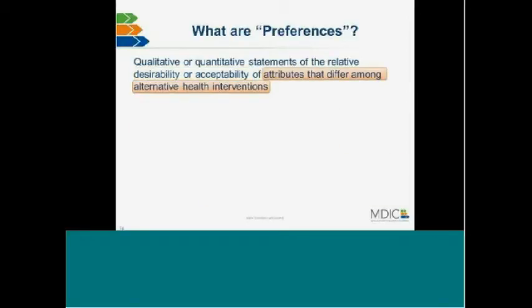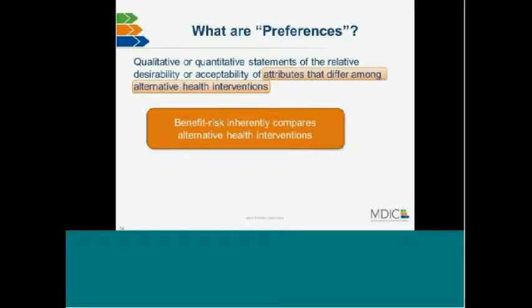And finally, attributes that differ amongst the various alternative health interventions. Benefit risk is inherently comparative. I can't take a treatment or a device by itself and ask what is benefit risk. I have to compare it against something else, the standard of care, a placebo, or no device. It's not on its own. So as soon as I do that, there are going to be alternative health interventions, each of which have different properties. And when I do my preference work, I'm really going to ask, how do I compare the relative desirability or acceptability of these properties that differ amongst the various treatments that I'm considering to approve or considering using.